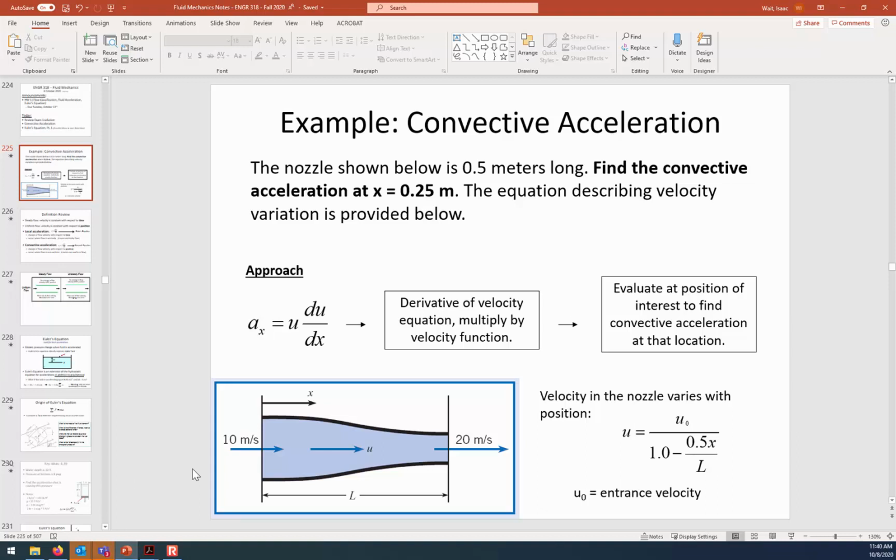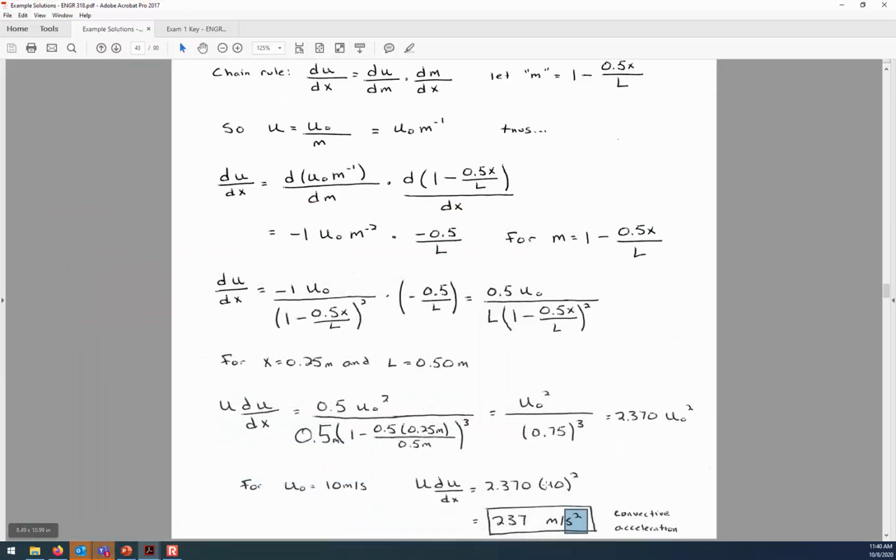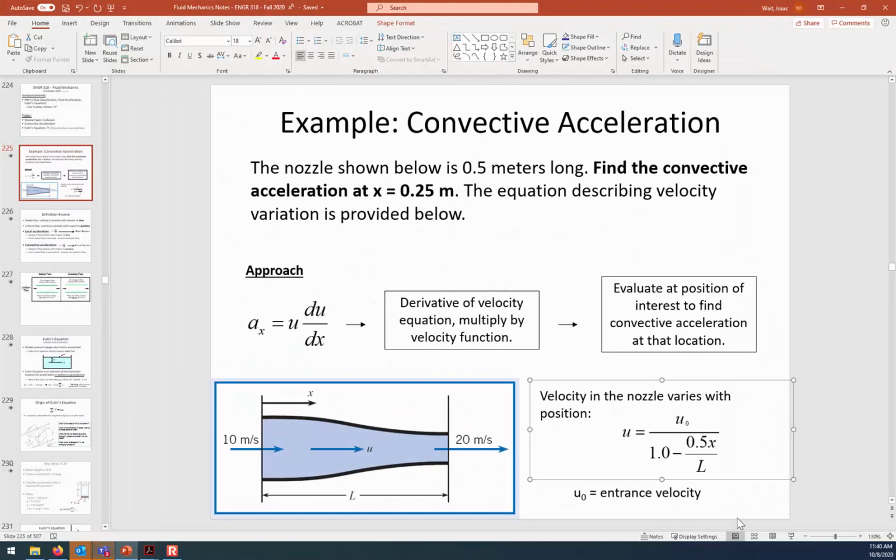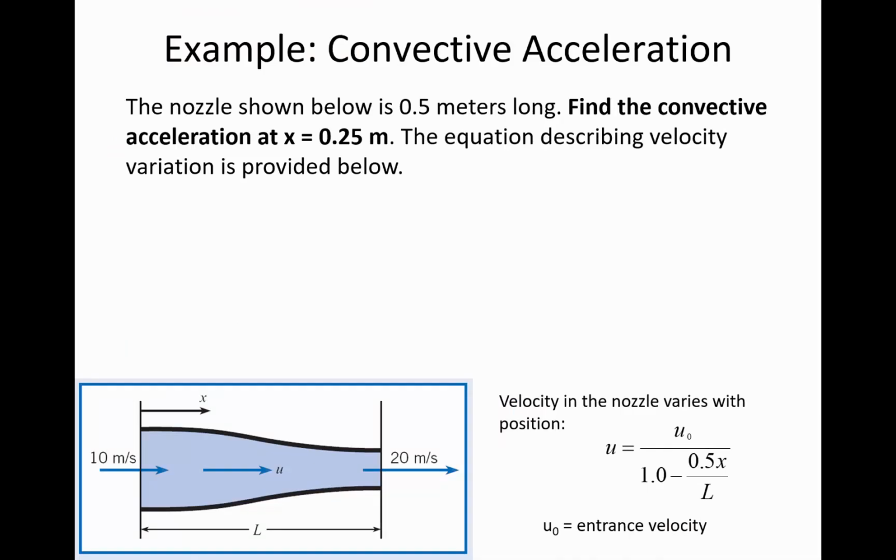Will the velocity function change with the shape of the pipe? Absolutely. That's a good question, and it definitely will. You know, it could be that you have a linear slope, or that maybe the pipe is bell-shaped. But yeah, it's not like every nozzle would have that same function. It would change. Okay. So that is convective acceleration.